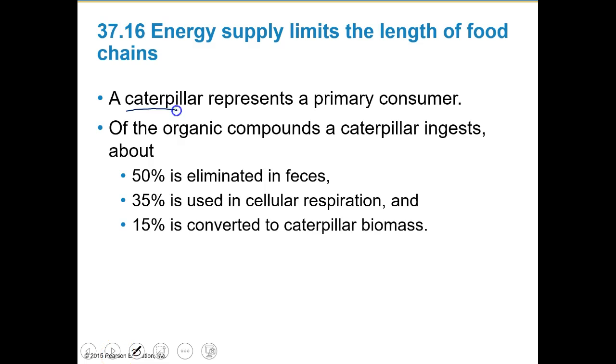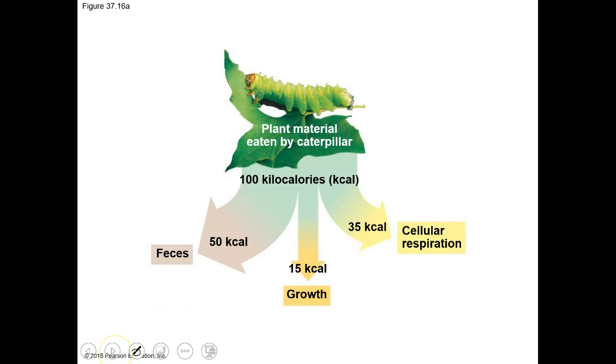All right, a caterpillar, we saw, represents a primary consumer. Of the organic compounds a caterpillar ingests, 50% is eliminated as feces, or actually for insects we call it frass. That's insect poop. 35% is used for cellular respiration, and 15% is converted to biomass. So that's growth, and how big the little guy gets. So really, a whole bunch of these organic compounds are lost.